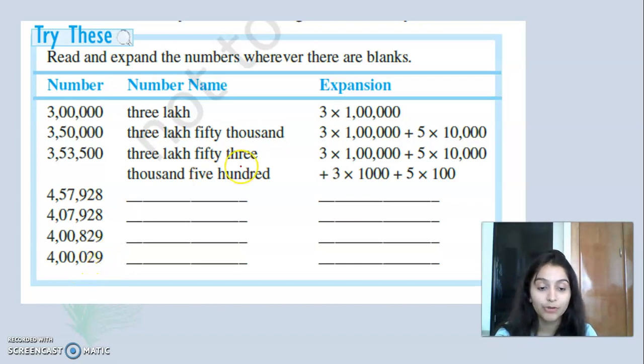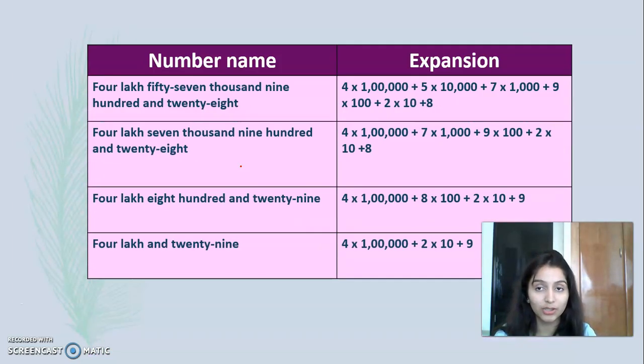So when you're writing the answer to these questions, the number name for the first one, just as how you expanded it, it would be 4,57,928. And when you're expanding, you would do 4 into 1 lakh, plus 5 into 10,000, plus 7 into 1,000, plus 9 into 100, plus 2 into 10, plus 8.